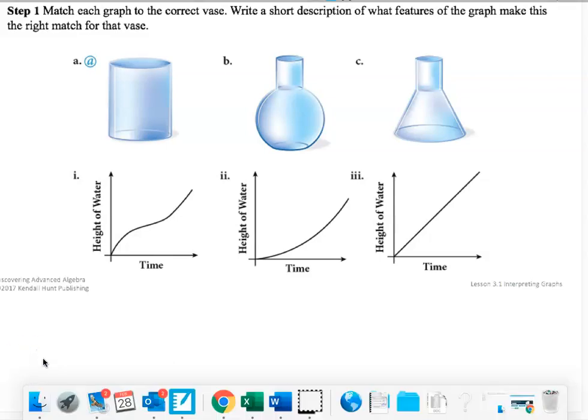Every single group in the classroom got the exact same answer. Let's take a look at letter A. Which graph does it go with? 3. How do you know? It's a constant rate. It's always going up at the exact same rate because there's no change in the width of the bottle. Yeah, so this goes with graph 3.